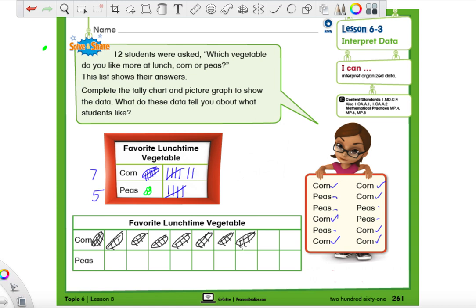There we go. Okay, now do the same thing with peas. We had 5 votes for peas. Show me how we can do that for our picture graph down here. Show me the correct number of votes for a picture graph.